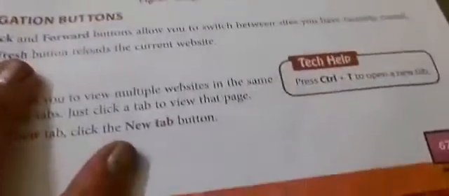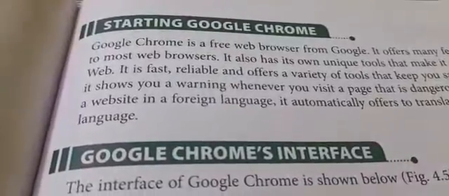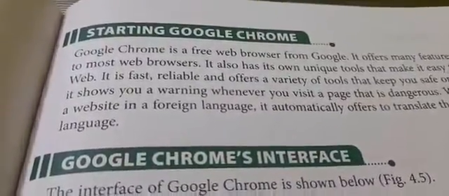Please get ready with your computer books open at page number 67. We'll continue with the chapter. So already we learnt about the new terms that we use in internet. So today our topic is Google Chrome.